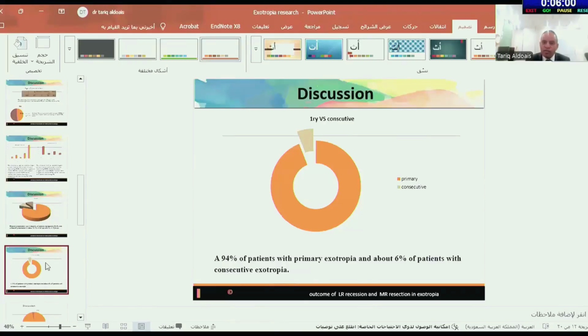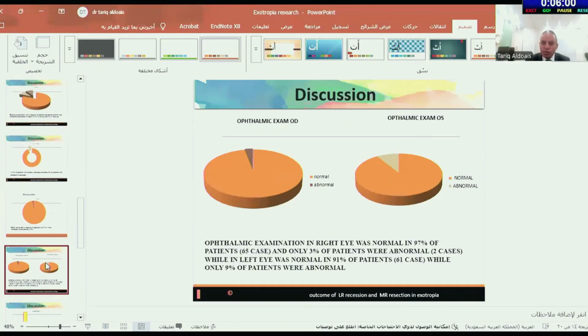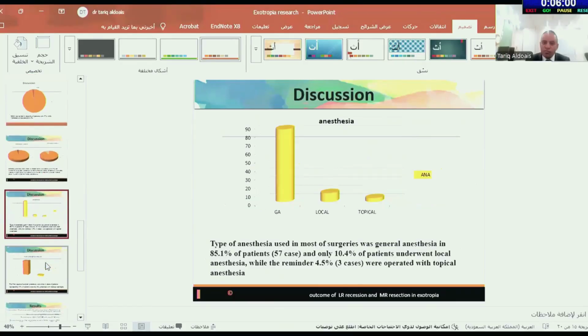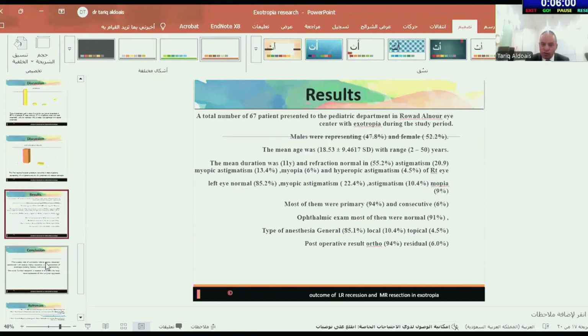Most of them were primary exotropia. The consecutive exotropia cases were excluded from this study. There was normal limitation of extraocular motility. For anesthesia, most were under general anesthesia, less than 10% under local anesthesia, and less than 5% had surgery under topical anesthesia. On post-operative evaluation, 6% presented with residual exotropia.